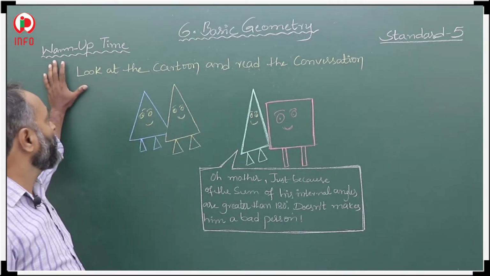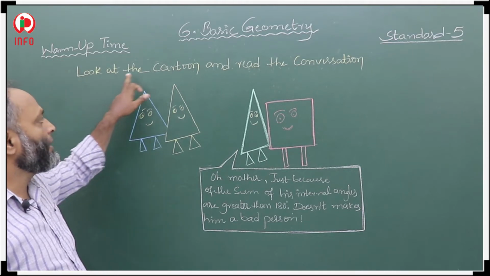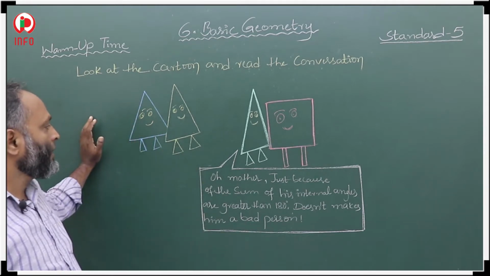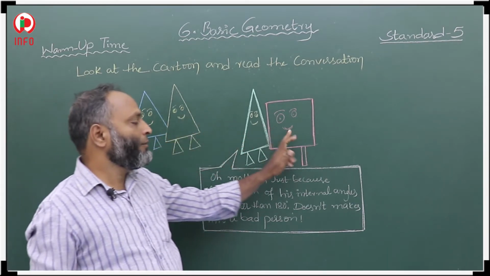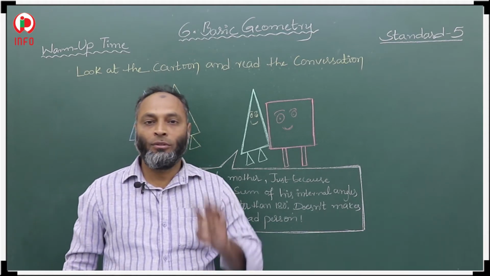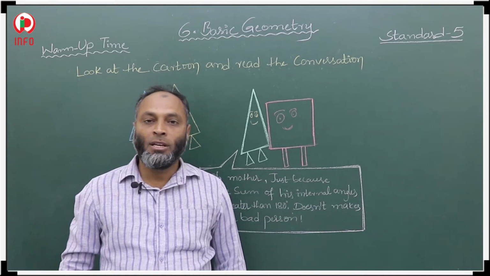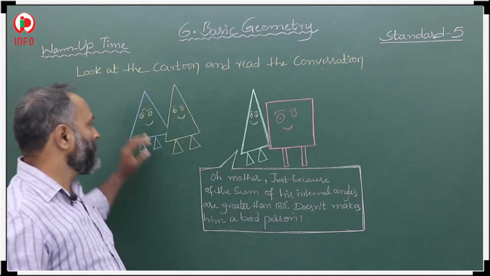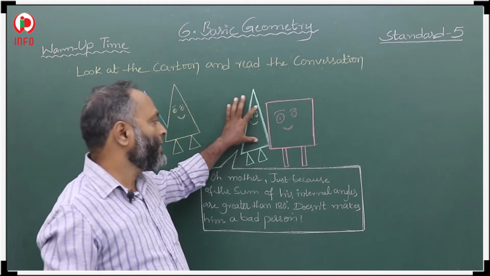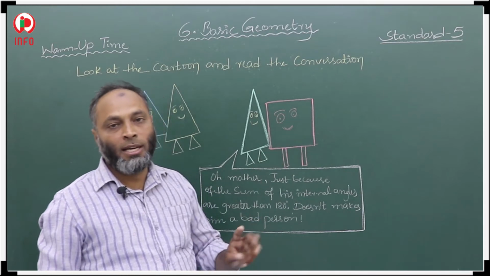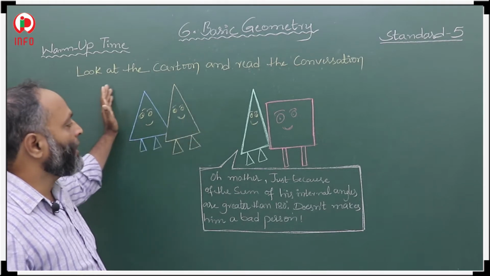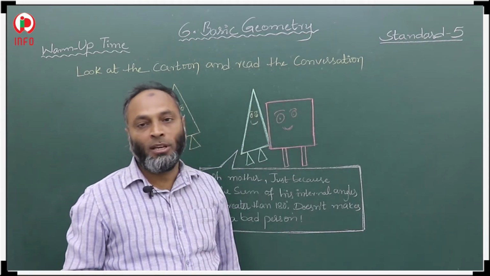What is given here? Look at the cartoon and read the conversation. Here a cartoon is given with 4 closed geometrical figures. What are those figures? This is a triangle, this is a triangle, this is a triangle, and this is a square. 3 triangles and 1 square are given. 2 triangles are in one group, and 1 triangle and 1 square are in another group.